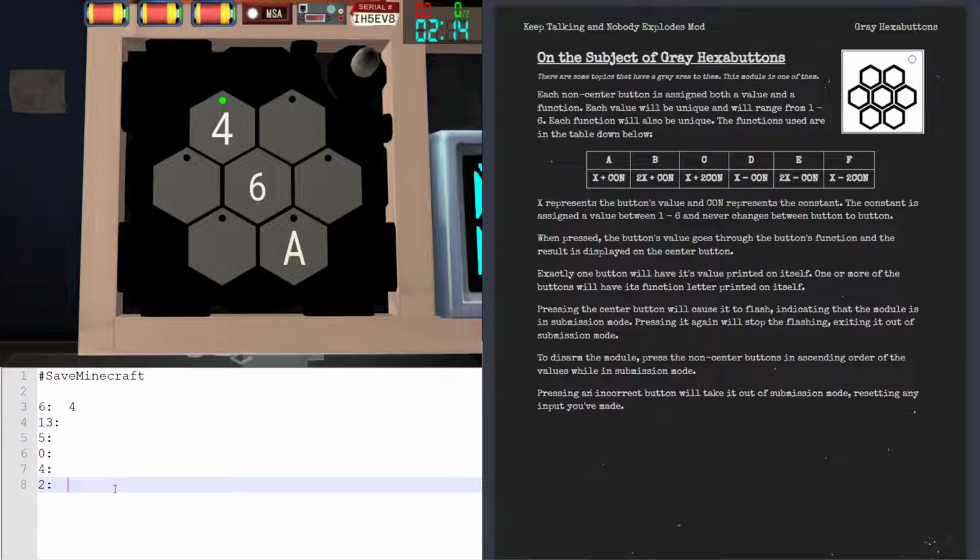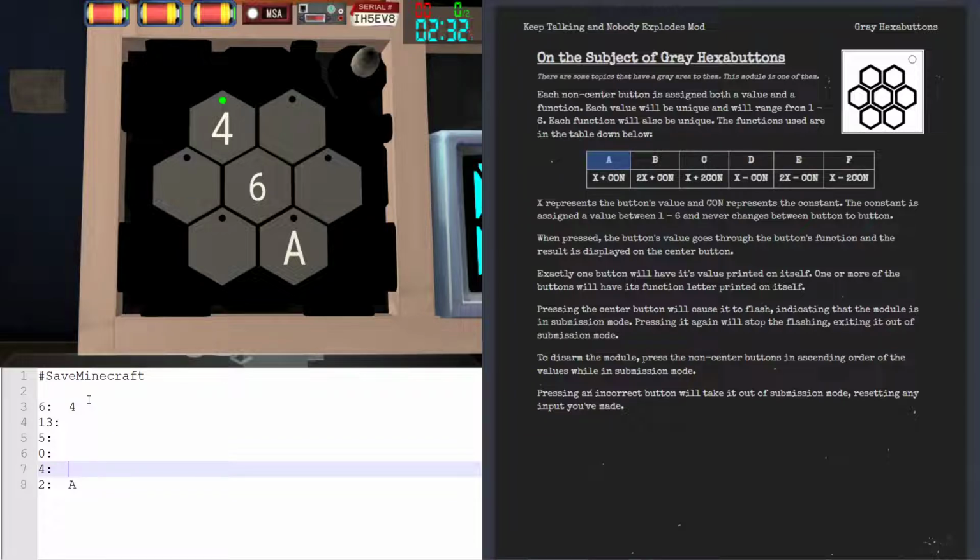Now, this button right over here, this is going to get the function alpha. So we know that the value of 4 has already been taken up by the top left button, and the function a has already been taken up by the bottom right. So I'm going to label that.